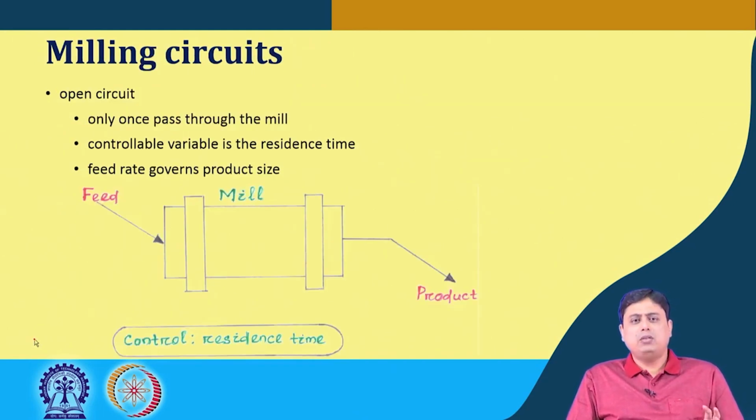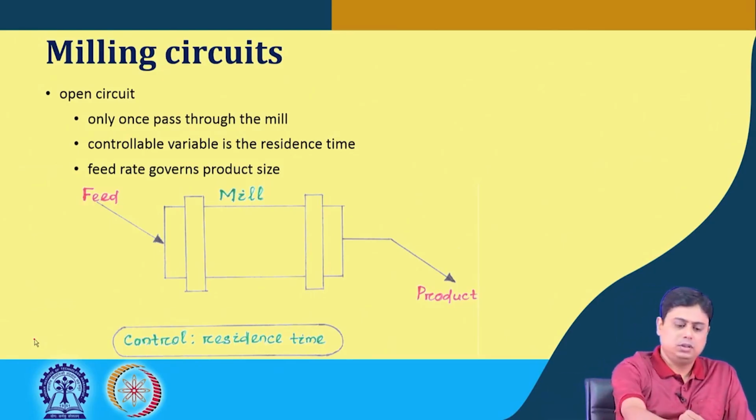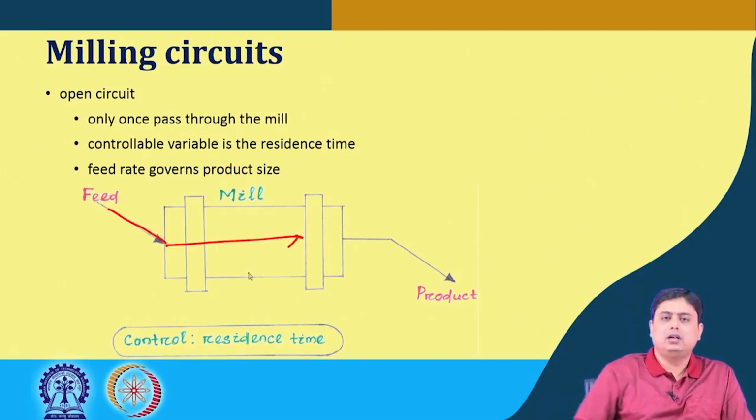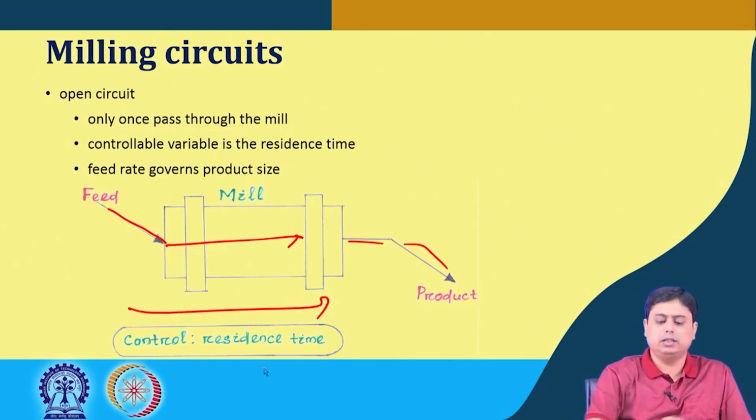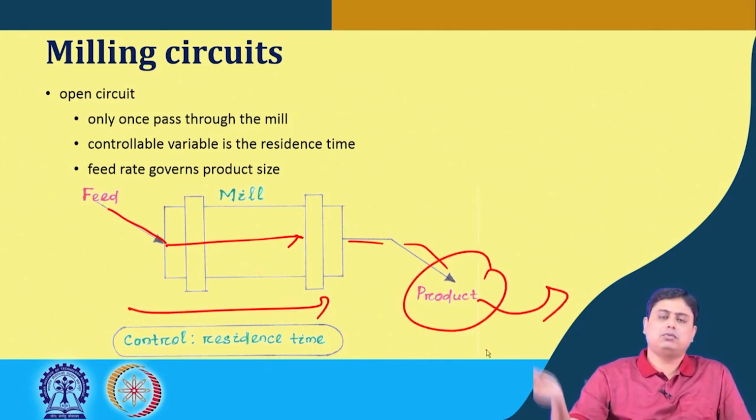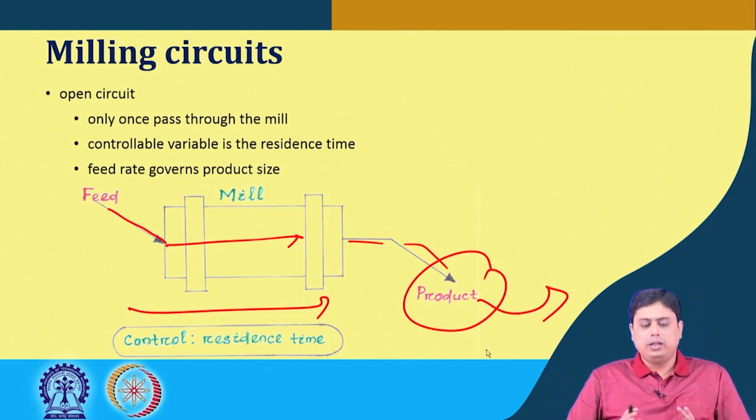So, typically these instruments can be operated in an open circuit or closed circuit manner. Open circuit means open loop, where only one pass happens through the mill. That means the feed comes in, goes inside and leaves the mill after the crushing or grinding happens. This is a one-time pass, and then this product is used for further operations. Now, in this case, the only controllable variable is the residence time.